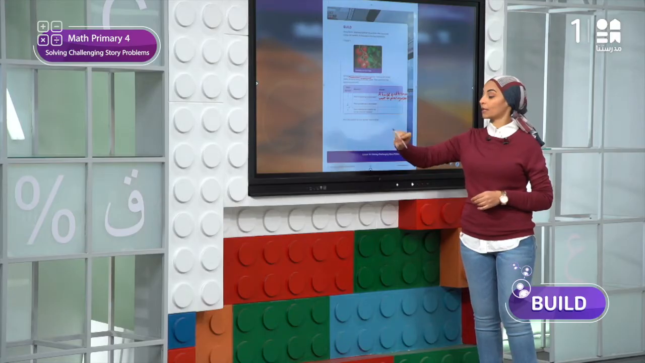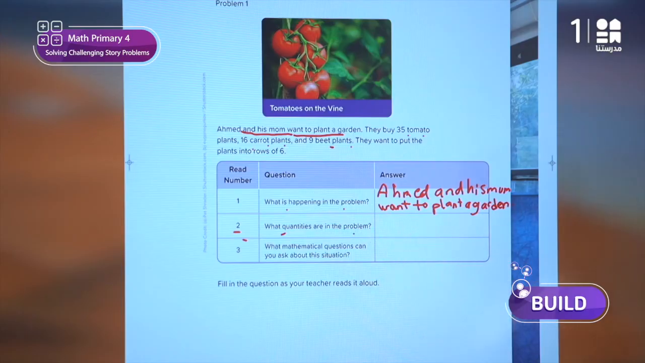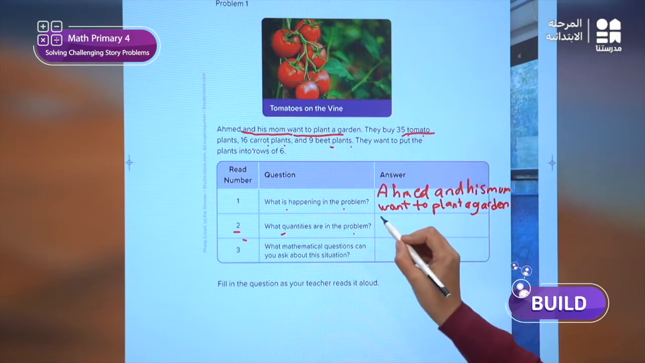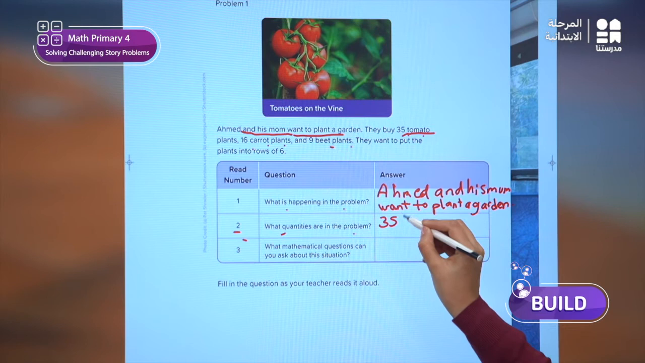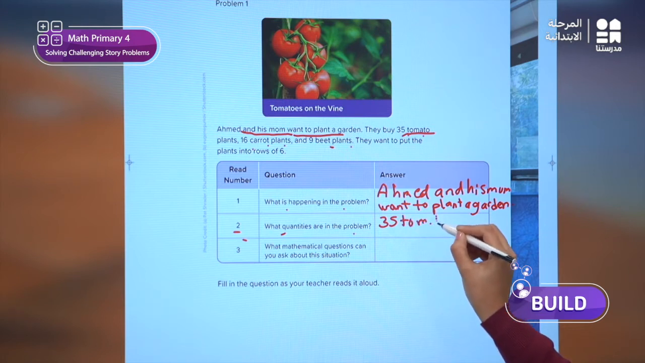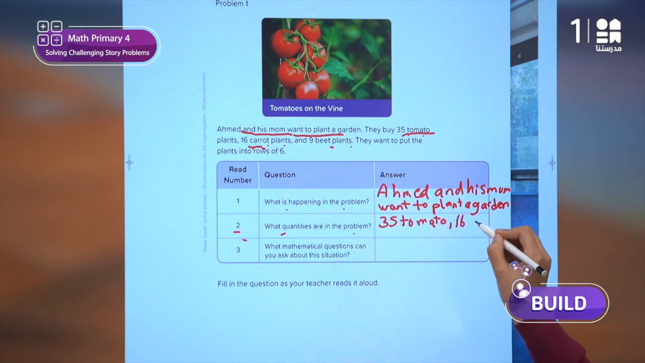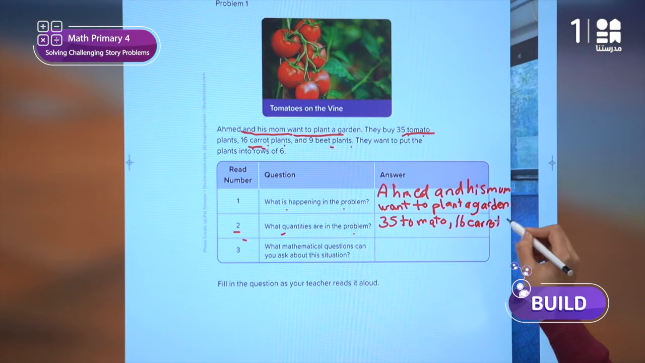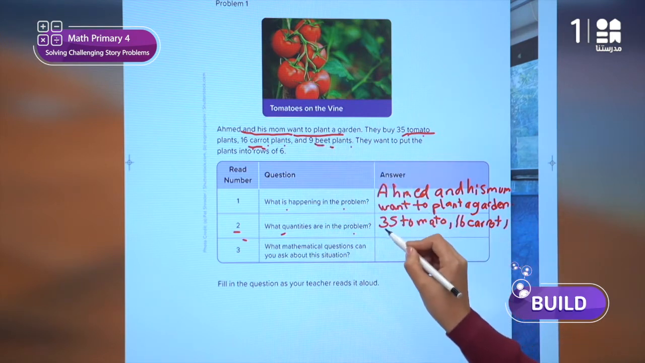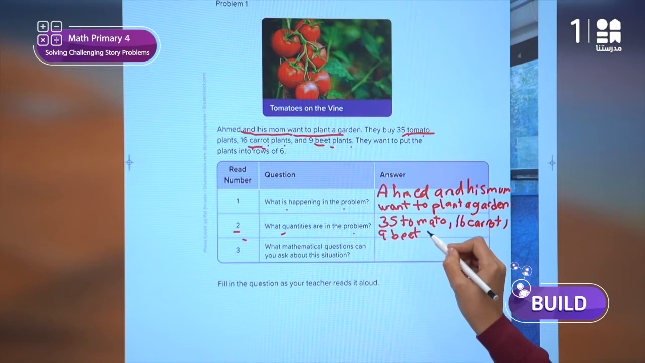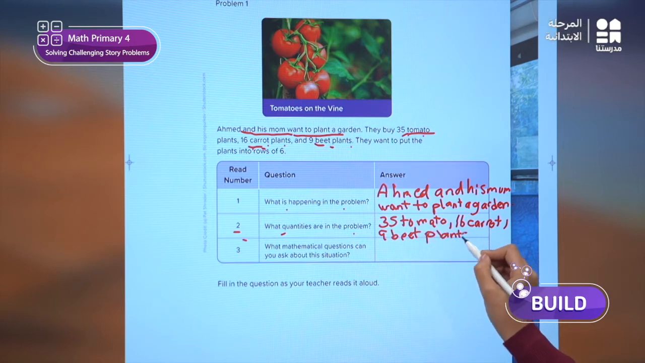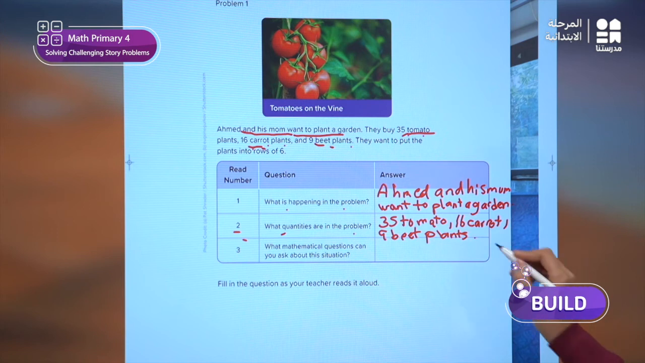What does the second question say? It says what quantities are in this problem? Yes, the quantities are what? As we see here, 35 tomato plants. Quantities means I will write numbers. Okay, and 16 carrot plants. What else? And 9 beet plants, right? All of these are quantities in our problem. And what else? I have 6 rows. Okay, and this is the answer of the second question.